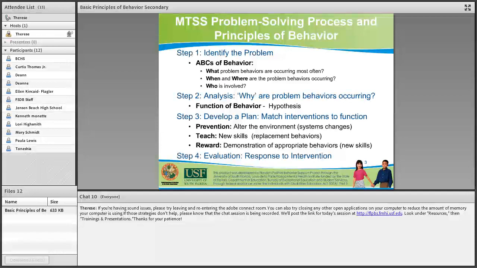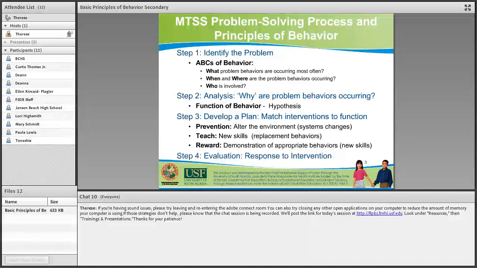So just like with academics, when you identify a problem for academics, you would be looking at things like Lexiles and benchmark scores and grade level equivalents and things like that. With ABCs of behavior, you look for something that's even more basic, I think. So what are the problem behaviors? When and where do they occur? Who is involved? Under problem analysis, you develop a function for why that problem behavior is occurring. That's just a best guess. It doesn't have to be exactly on. All we can do really with the function of behavior is provide a guess.